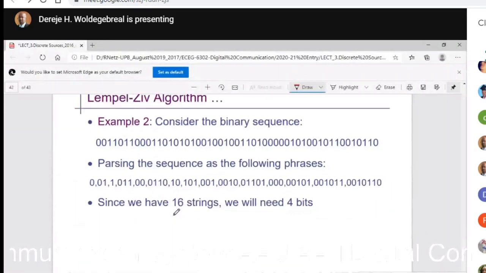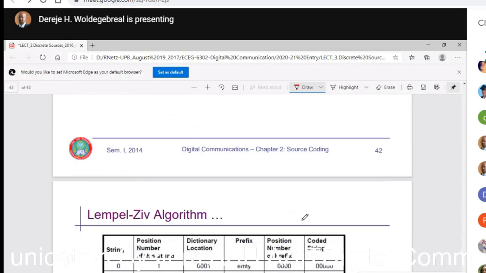I think, well, there is another example, but let me leave it for you.